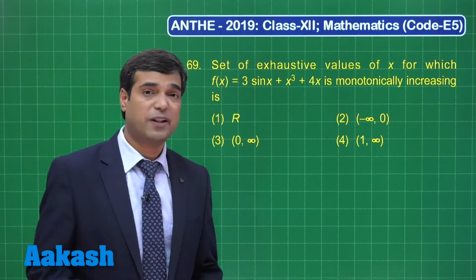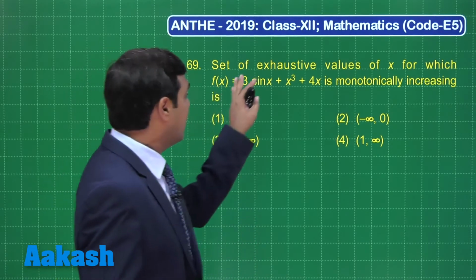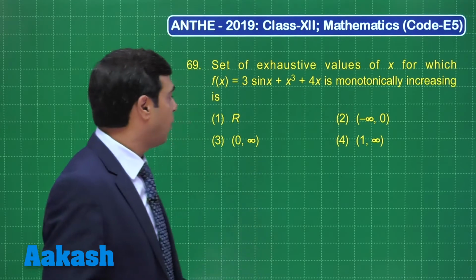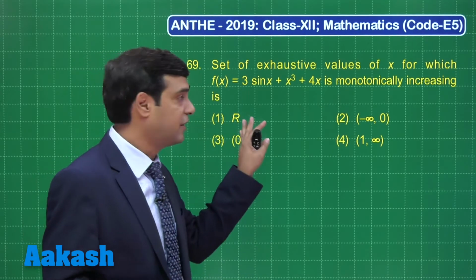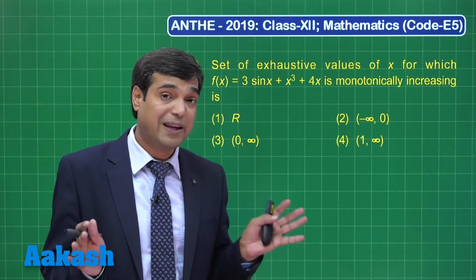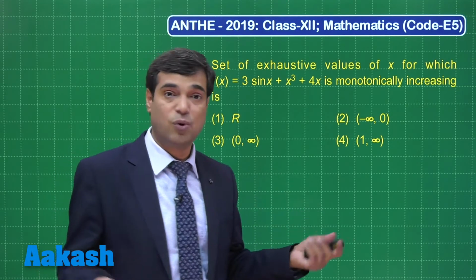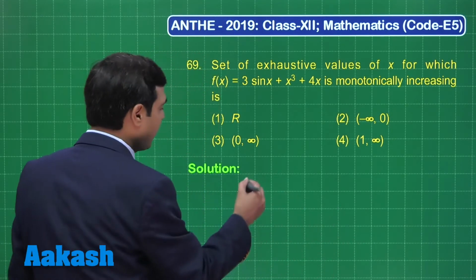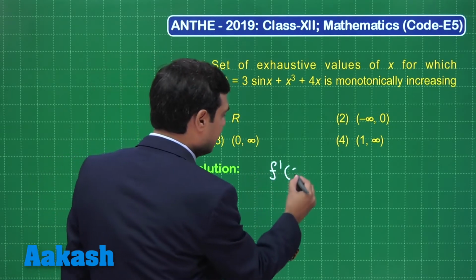Let's take the next one, that is question number 69. Set of exhaustive values of x for which the given function is monotonically increasing. So what is required for being monotonically increasing? We need to go for the derivative of it. Let's find the derivative of the given function.